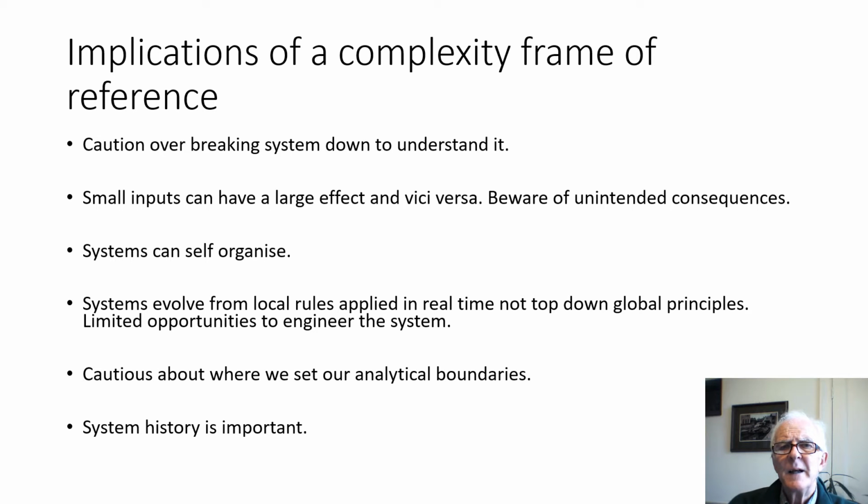So those are some of the main implications of a shift to a complexity frame of reference. We need to be cautious over breaking systems down to understand them. Small inputs in one part of the system can have very large effects elsewhere, and vice versa, so we need to be very aware of unintended consequences. Systems can self-organize due to these recursive, positive and negative feedback loops within them. And system patterns evolve from local rules applied in real time, not top-down global principles. So there is limited opportunity to stand outside the system and engineer it to where we want it to go. We need to be cautious about where we set our boundaries, and we need to be mindful that system history is important. So those are some of the fundamental starting points of a complexity frame of reference.